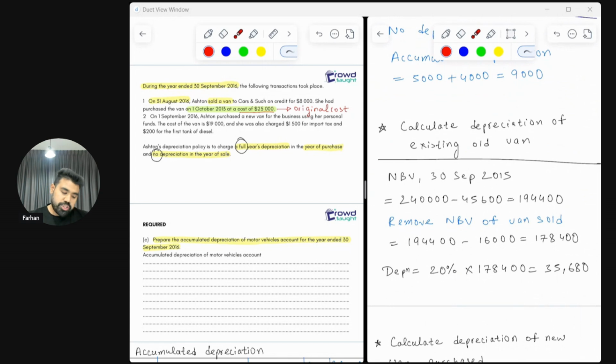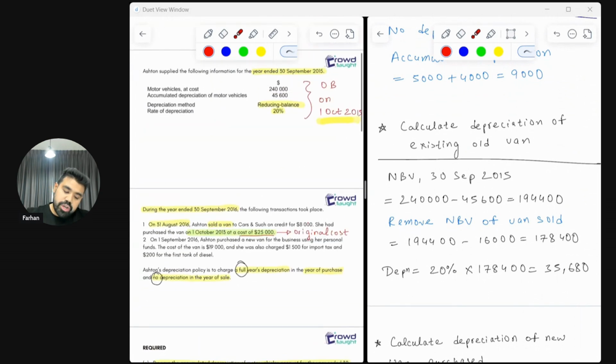Now, I want you to calculate the depreciation of the existing old van. Okay, so what do I mean by that? What's the net book value at 30 September 2015 based on all the numbers that we're given at the beginning of the question? At the beginning of the question, you can see that we were given the motor vehicles that cost up to $240,000 and the accumulated depreciation of $45,600.